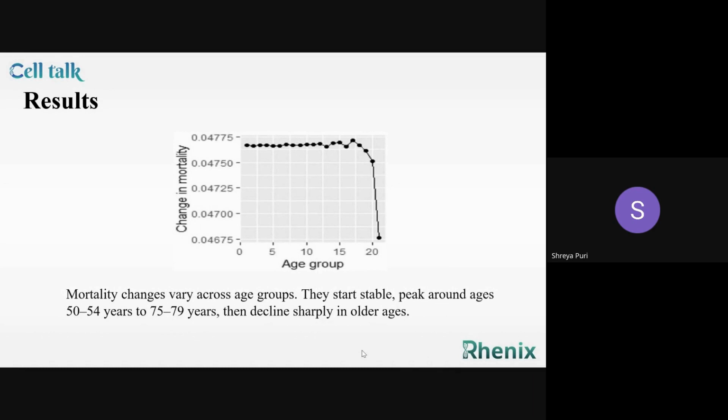This graph shows how fast the mortality changes. Mortality changes vary across age groups. They start stable and peak around ages 50 to 54 years to 75 to 79 years. Then it declines faster in older ages.